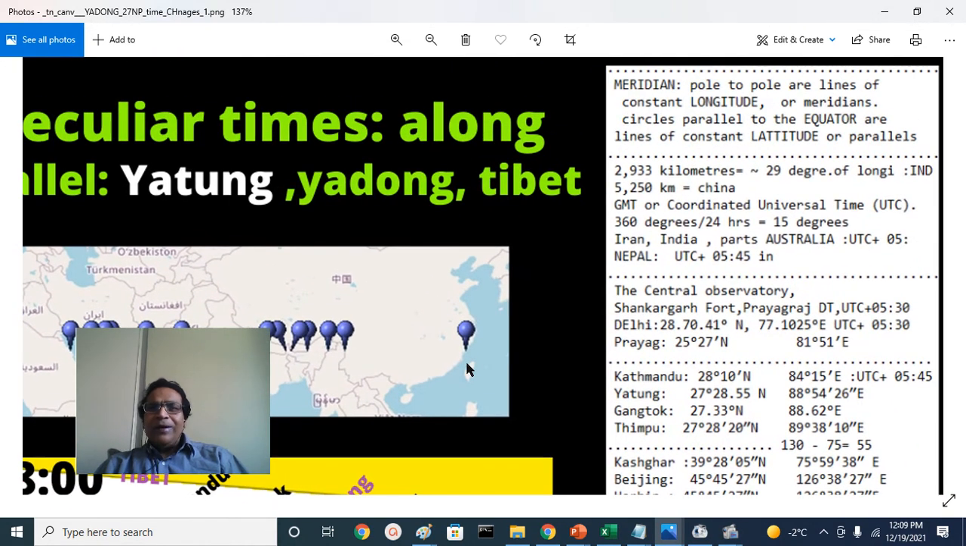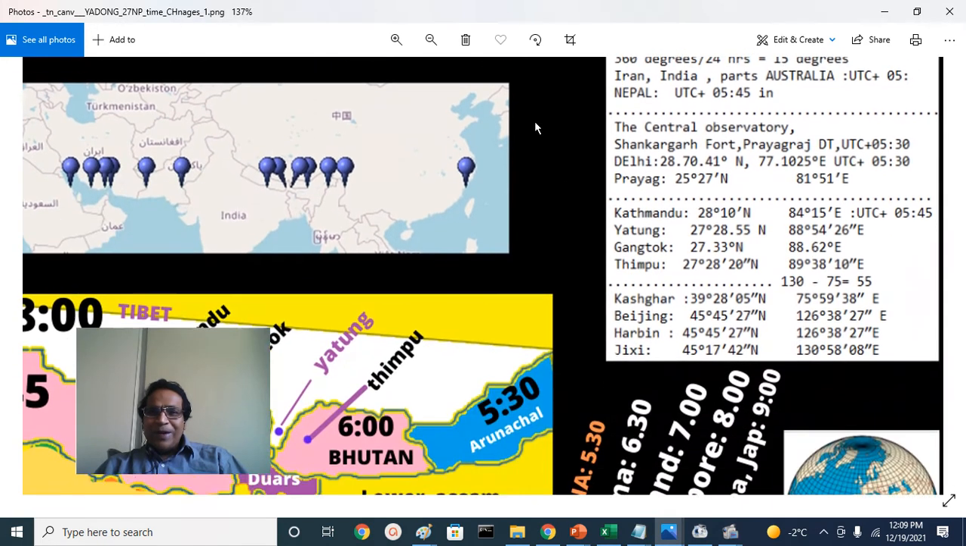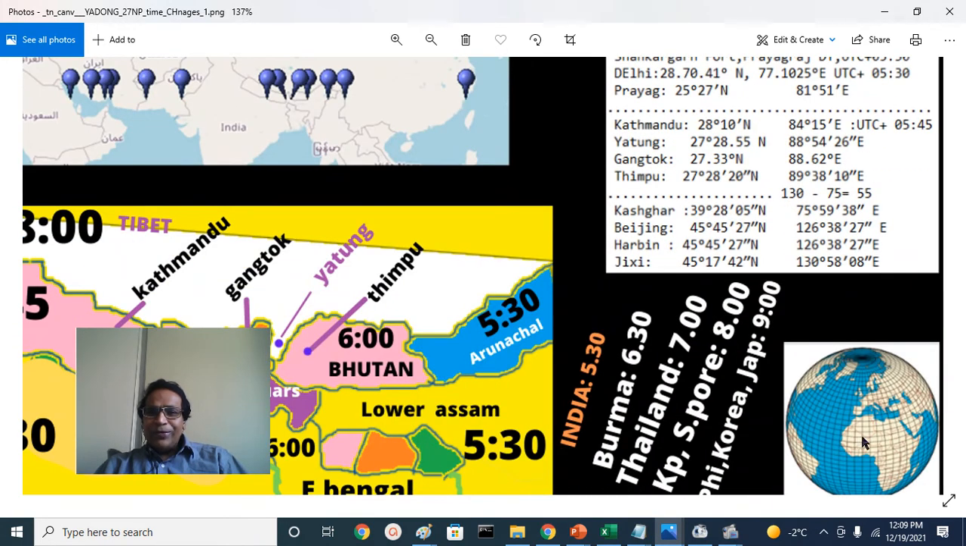So, before that we should know what is a meridian. I have put a globe here. See here you can see England, London, and the lines which are pole to pole are called longitudes. Meridian is one such longitude. This is the equator going around the earth through Singapore and Quito in Ecuador, this side in South America. Equator is a parallel.